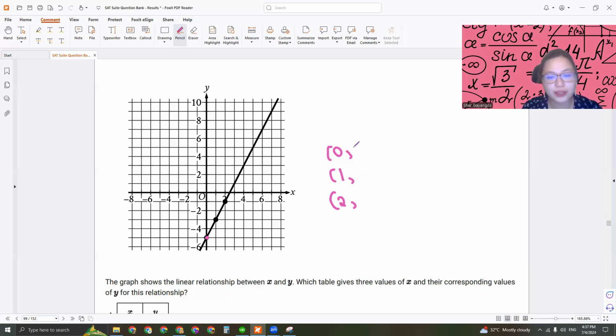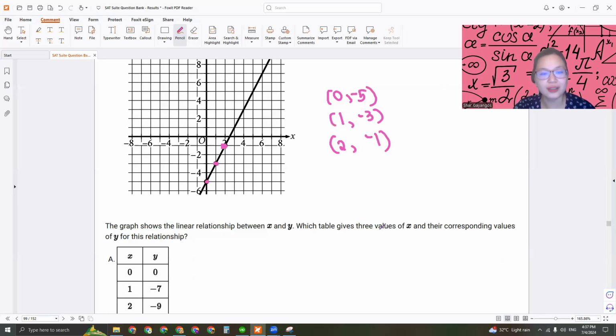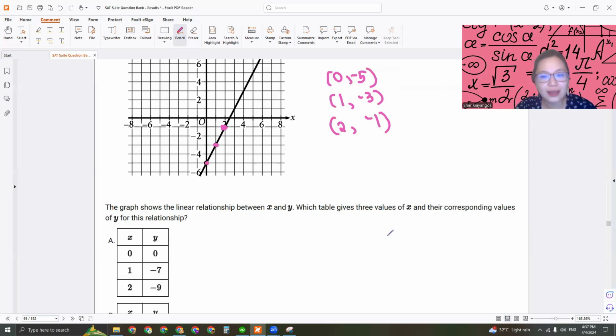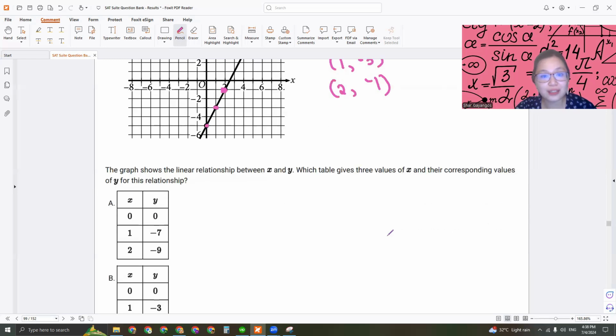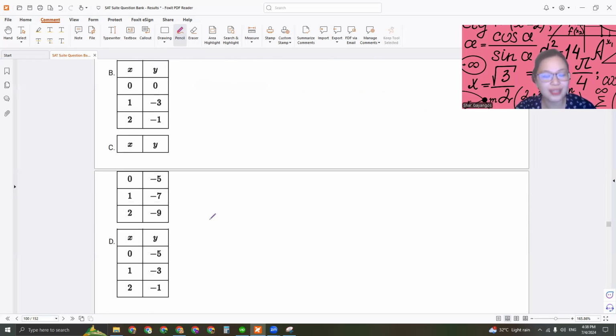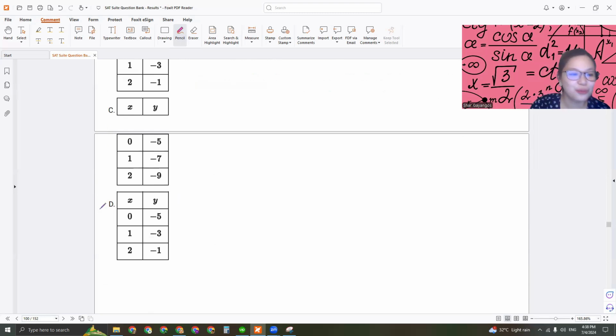We have this one here. That's negative 5. And then at 1, it's negative 3. And then at 2, negative 1. So we're just working backwards. Be very careful and observe the choices first before you format your answer, so you don't have to adjust it later on. So we're looking at what again? Negative 5, negative 3, negative 1. And that makes D the correct answer.